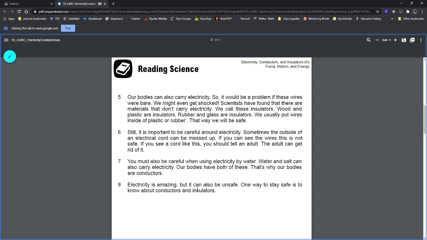Sometimes the outside of an electrical cord can be messed up. If you can see the wires, this is not safe. If you see a cord like this, you should tell an adult. The adult can get rid of it.